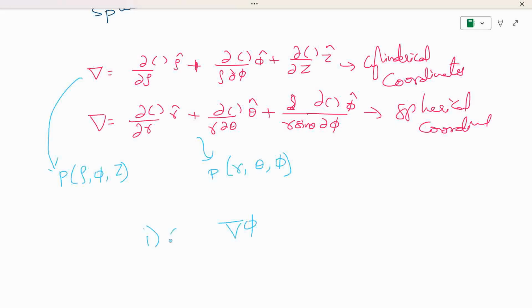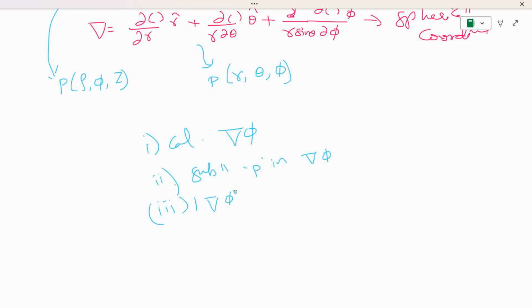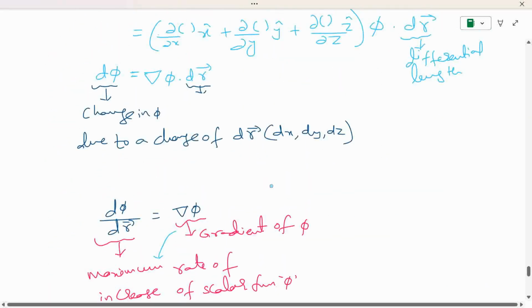So basically, the first step is to calculate del phi. The second step is to substitute the point P in del phi. Del phi is a vector. Then, the third step, the magnitude of del phi will give the maximum rate of increase of phi at that point. So this is how we calculate the gradient.